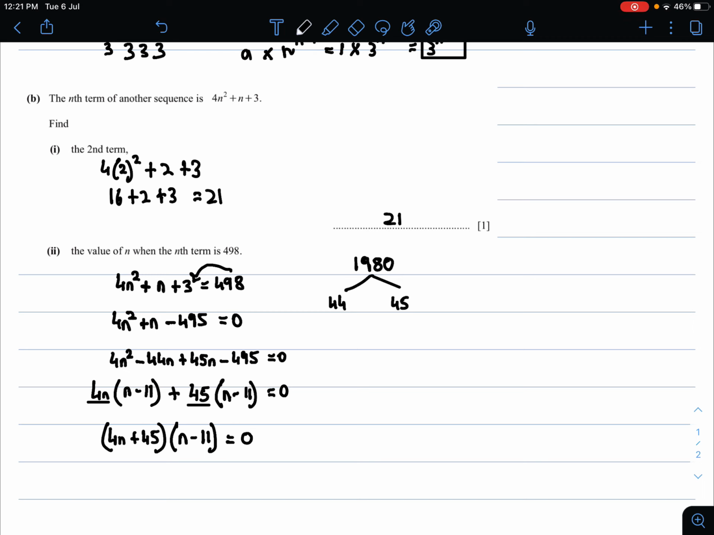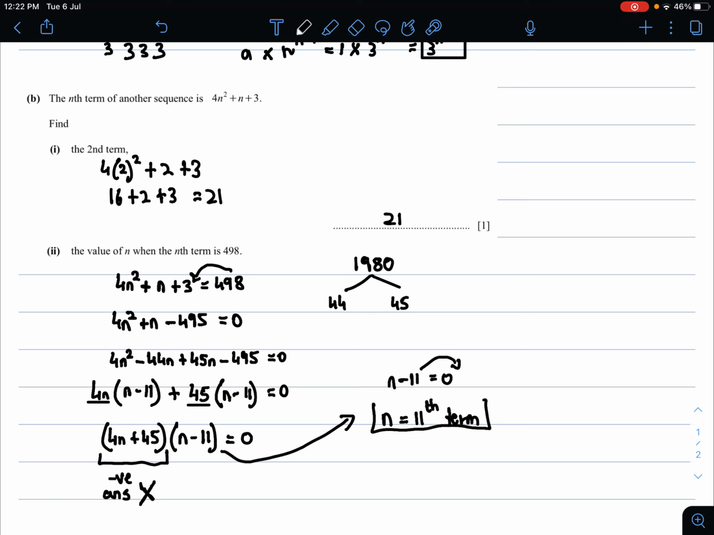So now we know that if you solve for the first bracket, you'll get a negative answer. Therefore this can't be the answer, because we can't have a negative term. Therefore we use the n minus 11. So n minus 11 is equal to 0, and if you move the 11 to the other side, negative becomes positive, so n is equal to 0 plus 11, which is 11, or the 11th term. And therefore this is your final answer for part B2.